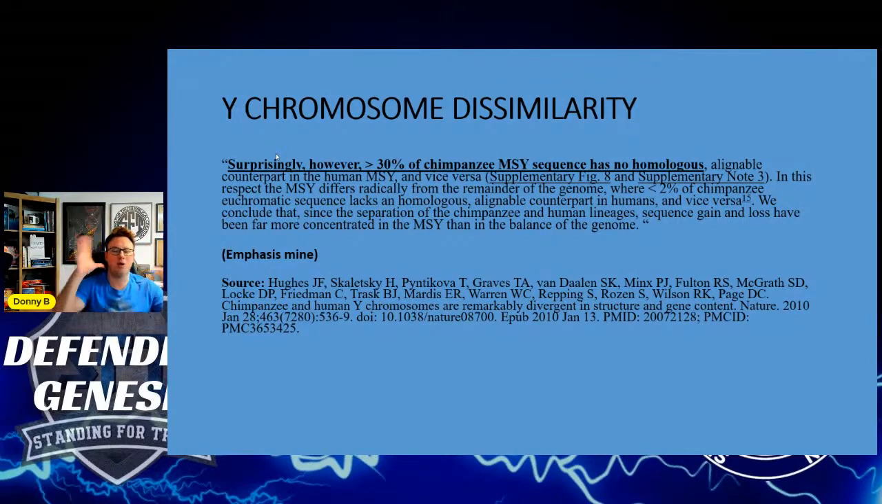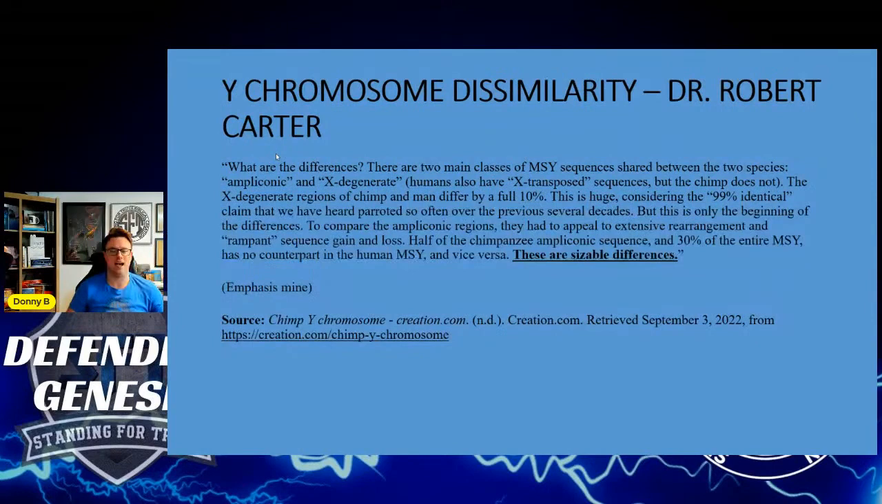There's massive portions of the chimpanzee Y sequence that doesn't even have a homologue or anything to compare to in the human MSY. They're totally different, guys. They're totally different. What are the differences? There are two main classes of MSY sequences shared between the two species, ampliconic and X-degenerate. Humans also have X-transposed sequences, but the chimp does not.